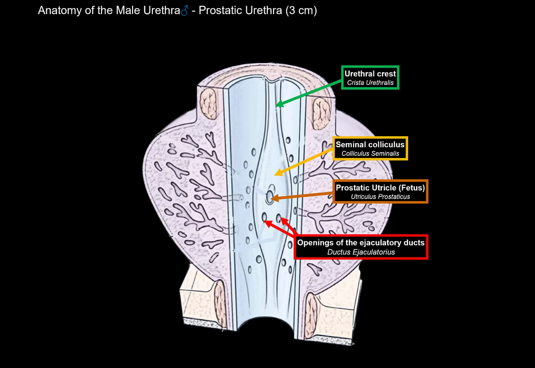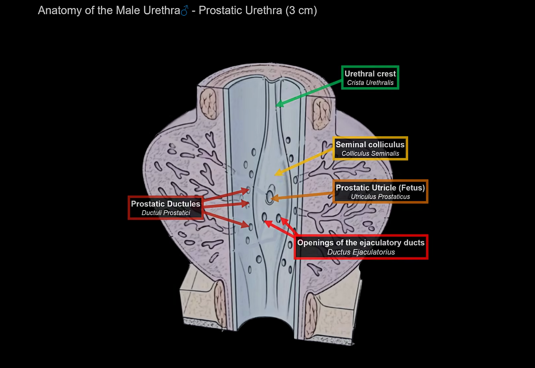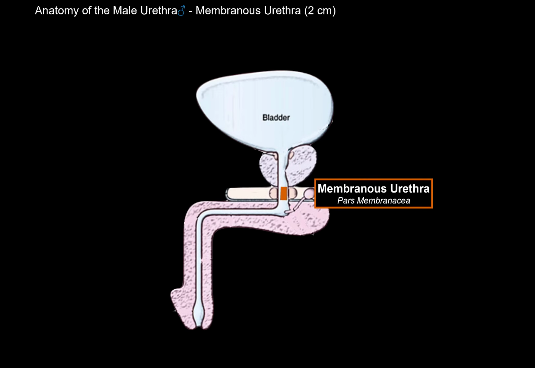And then on either side of it, you will find the openings for the ejaculatory ducts, coming from the testis that secrete sperm into the urethra. And then on the sides, there are many small openings for the prostatic secretion called the prostatic ductules. So that's this one. Next, we have the membranous urethra.